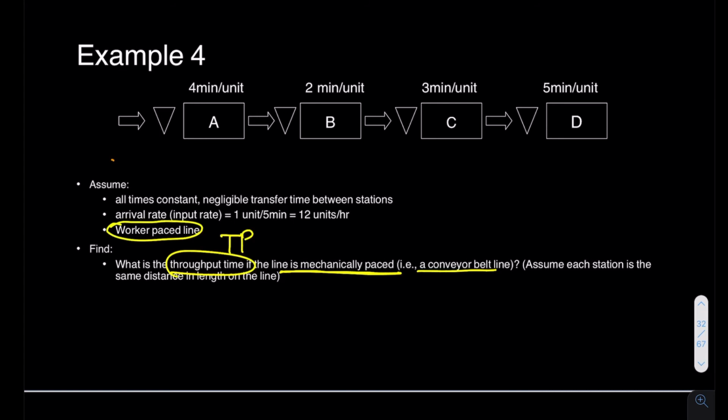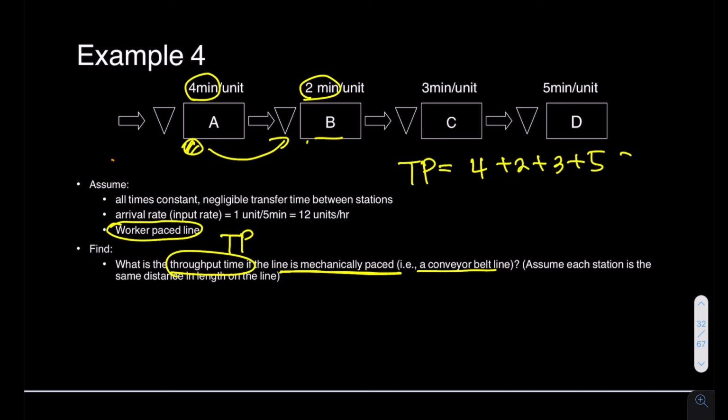In the worker paced line, when material comes in to this station, it spends 4 minutes and then it can move to the next station and spend 2 minutes. Like this, in the simulation table we made before, throughput time is the sum of those times: 4 minutes, 2 minutes, 3 and 5 minutes, and it will be 14 minutes. This is the throughput time for the worker paced line.